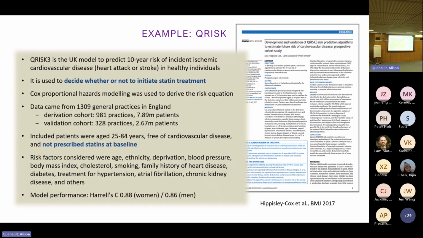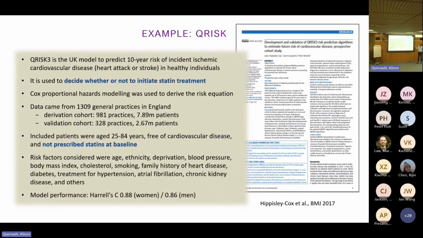So just to summarize, Q-risk 3, that model predicts 10-year risk of incident ischemic cardiovascular disease. So that means having a heart attack or stroke in healthy individuals. It is used to decide whether or not to give people statins. And if the decision is made to do that, then basically you're going to take statins for the rest of your life. That's how it works.